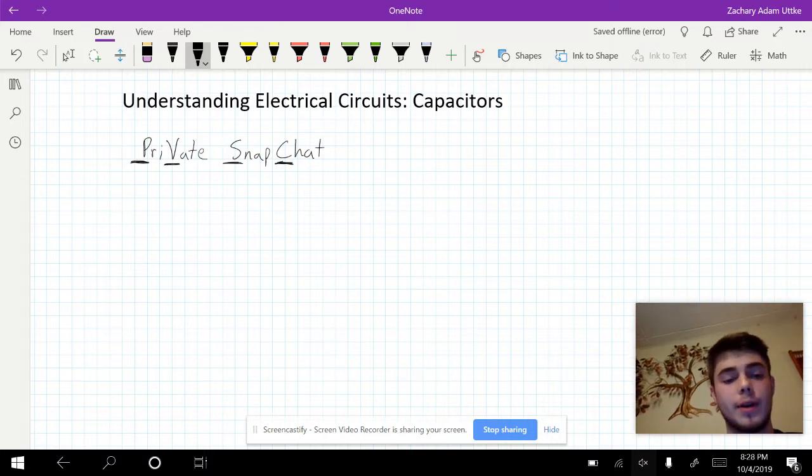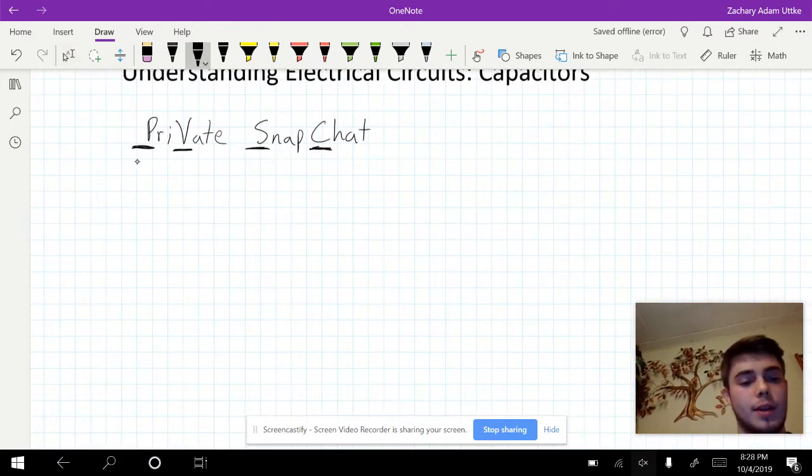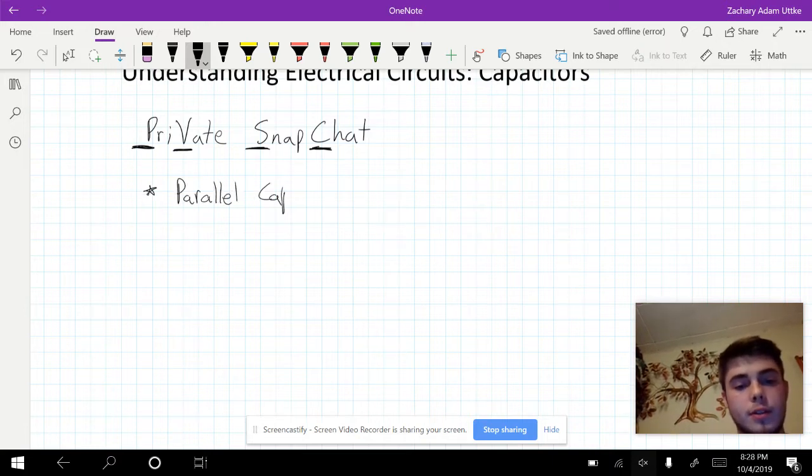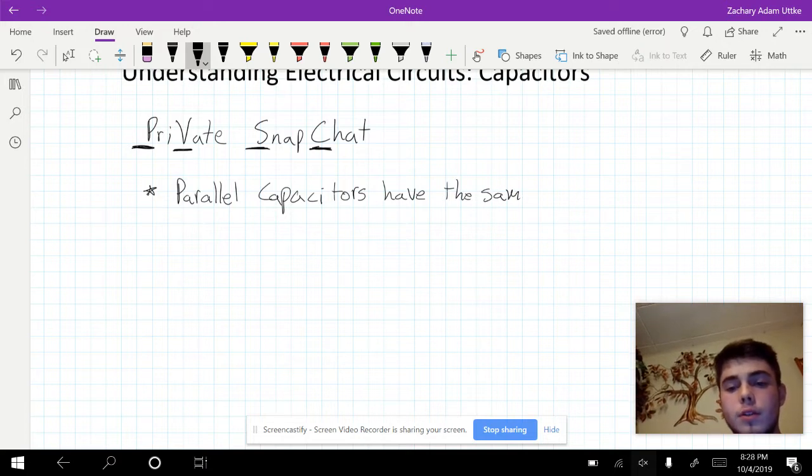So you're going to add them on their private Snapchat, and that is because parallel capacitors have the same voltage. Okay, and this is huge.